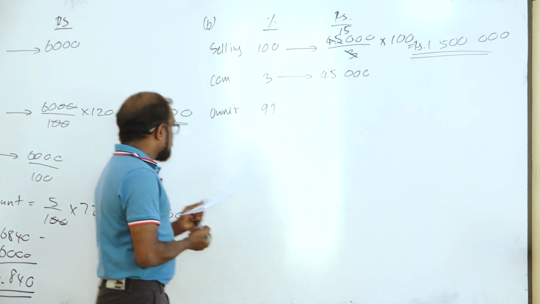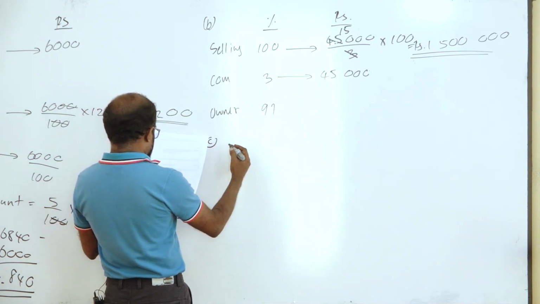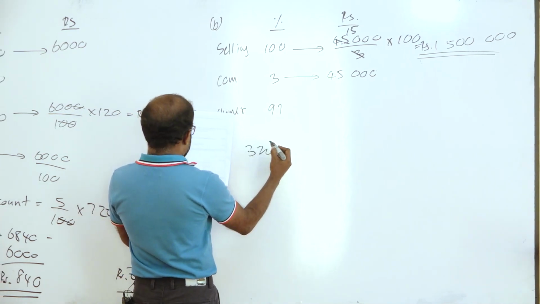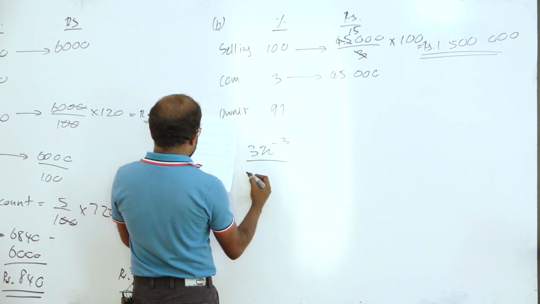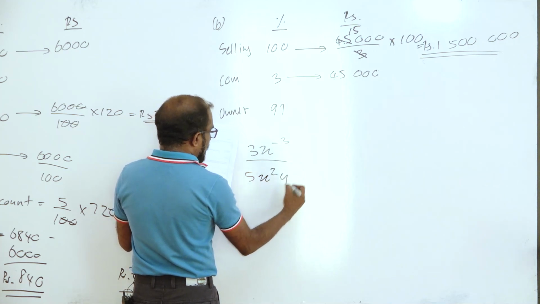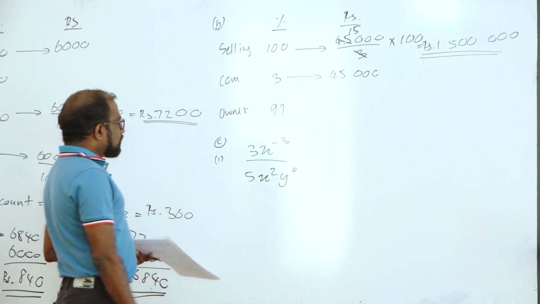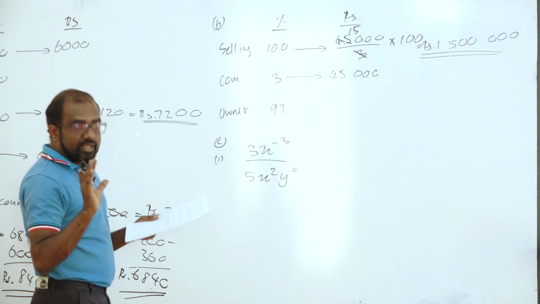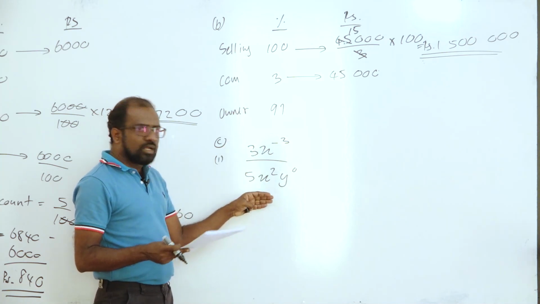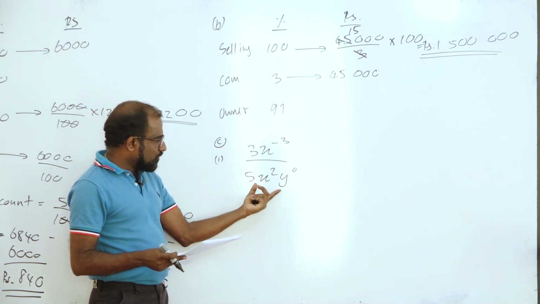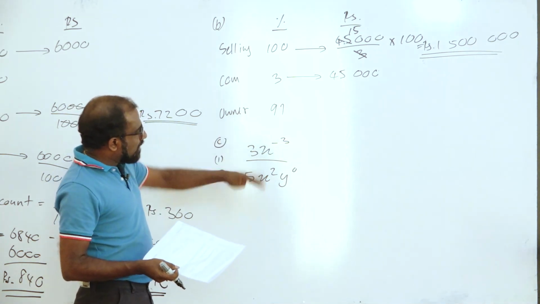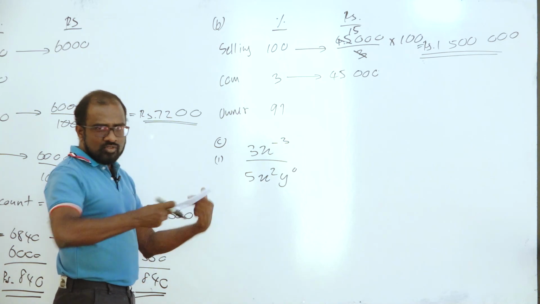Question number C. This is from the lesson on indices. Question C is 3x to the power minus 3 divided by 5x squared y to the power 0. Simplify this, and the answer should have positive indices. Over the line, if you have a negative power, take it down and convert it to positive. Below the line, if you have a negative power, take it up and convert it to positive. That's all. By changing over the line and below the line, you can convert negative powers into positive powers.